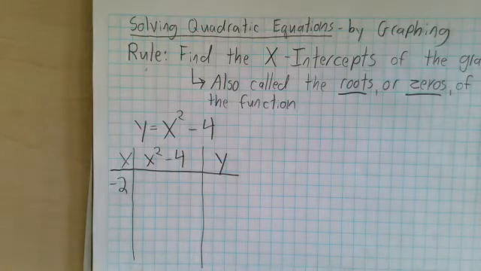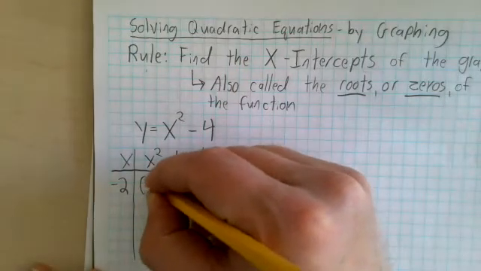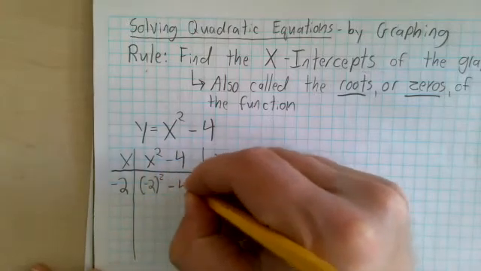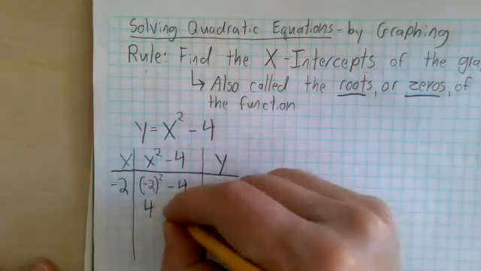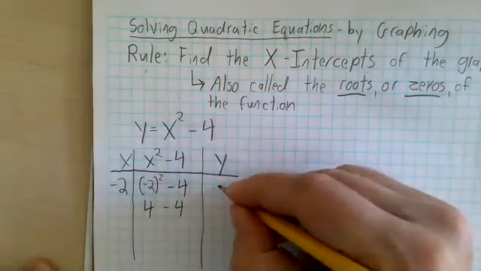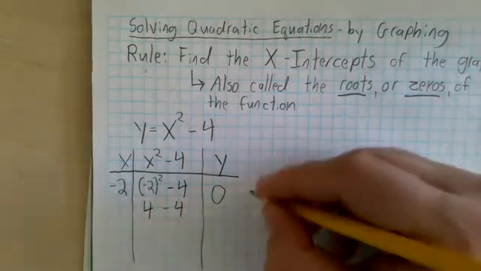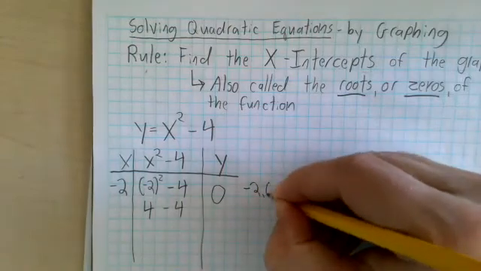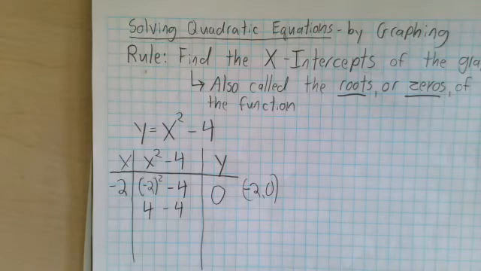So I just pulled -2 out of the air. I'm going to plug that in and see what I get for y. -2 squared minus 4. What's -2 squared? 4. Positive 4 minus 4. So that's going to give me 0. So our point here is going to be -2 comma 0. If you want to write a fourth column to make that really obvious, you certainly can.